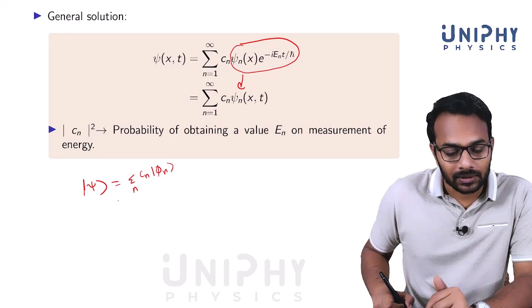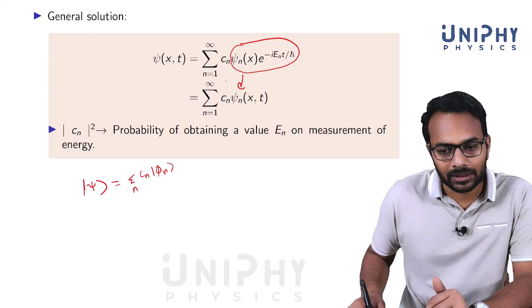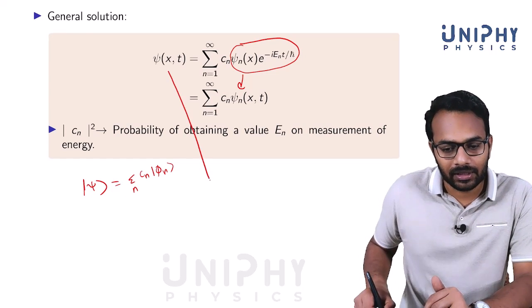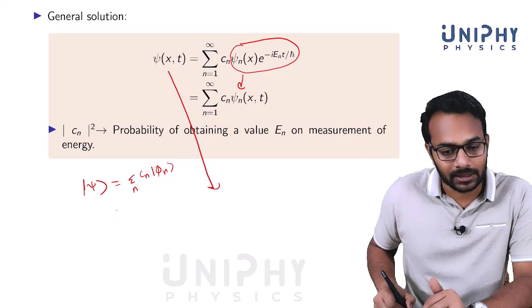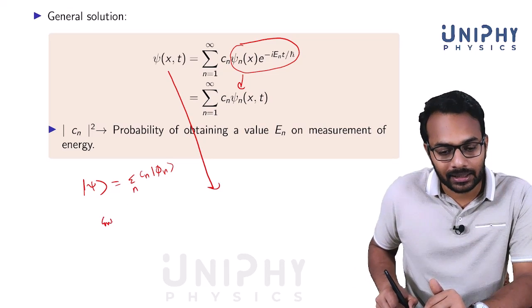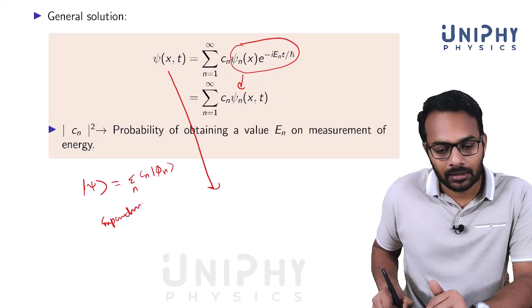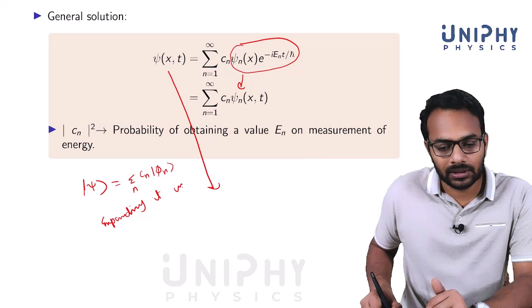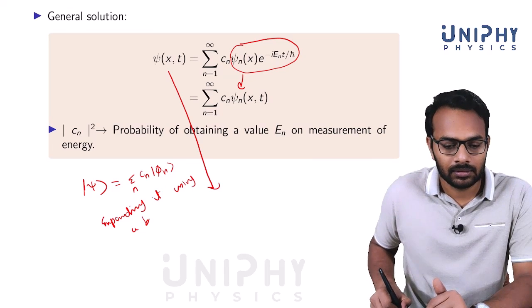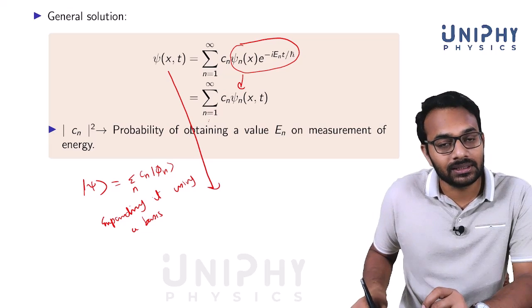So here we are actually doing the same thing. We have got some arbitrary vector psi, and we are expanding it using a basis. And in this case, what's the basis we are using?